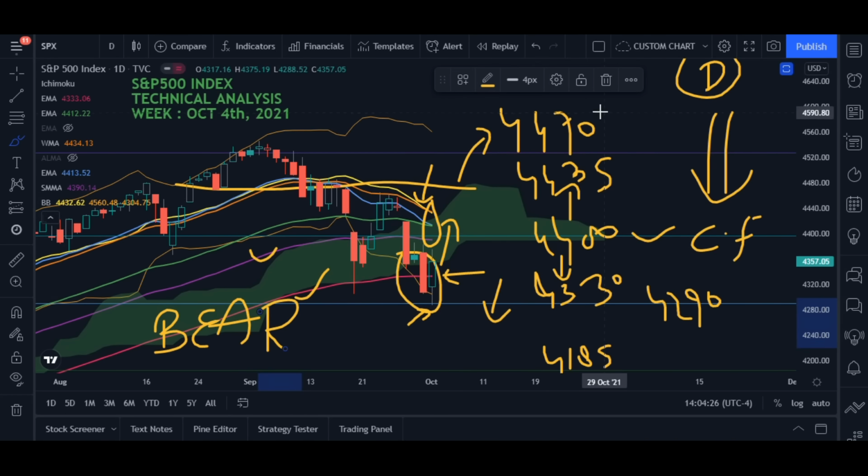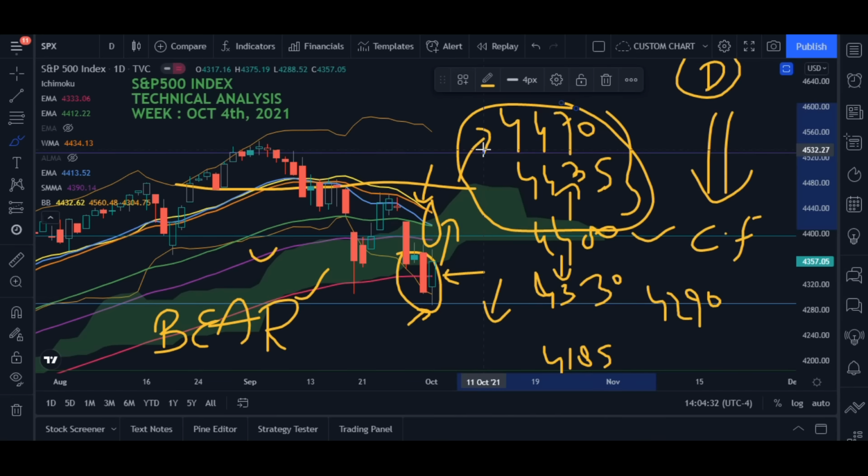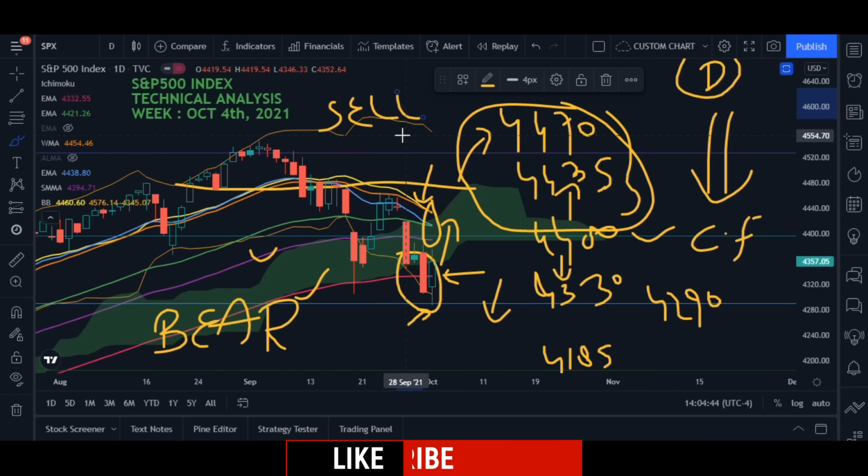So what I suggest is that whenever the market moves up and hits these levels, then you should sell. If you're trading in stocks, then sell, or if you're trading in futures, then sell.